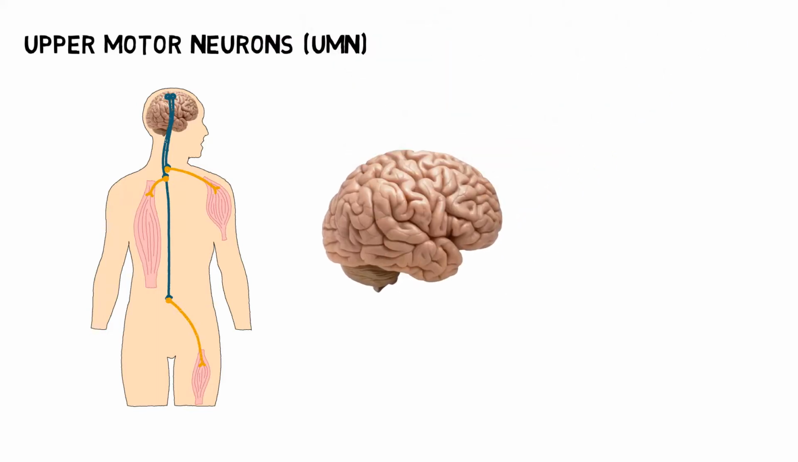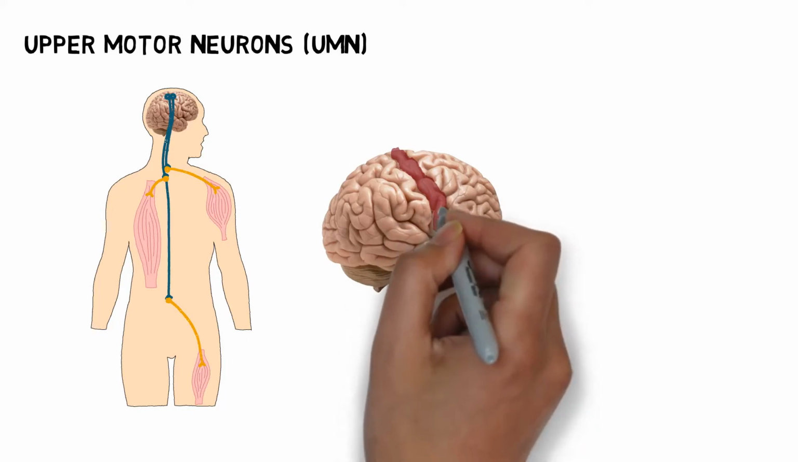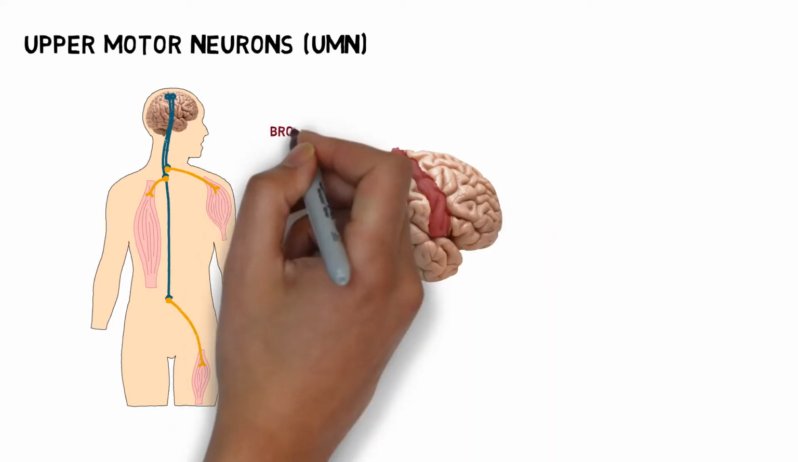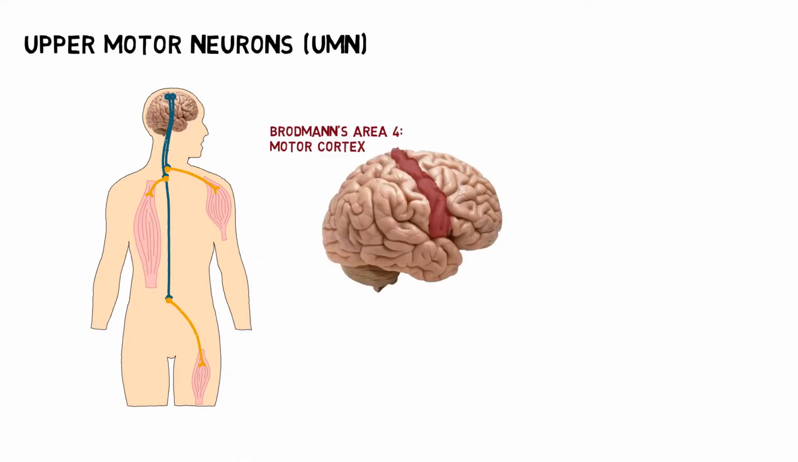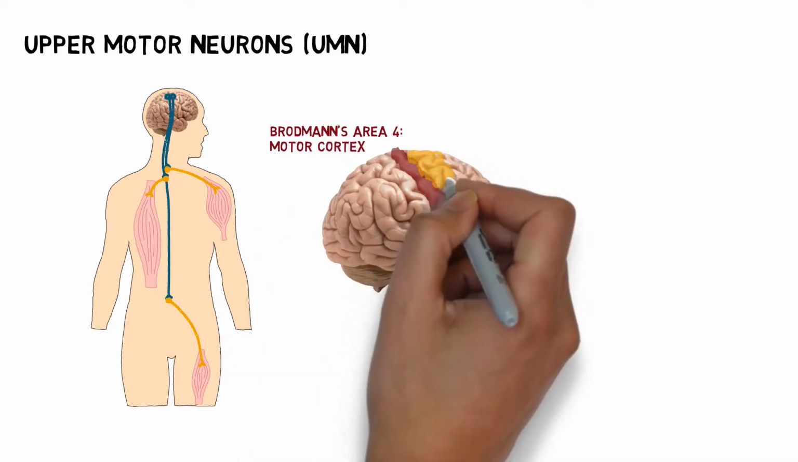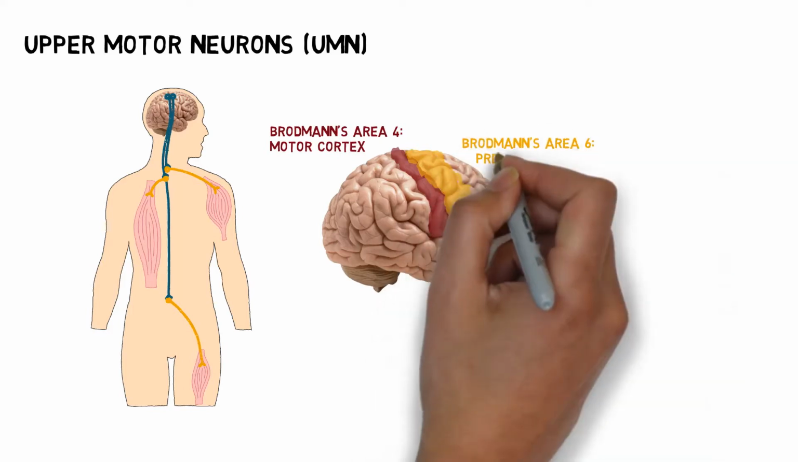the cerebellum. The motor strip of the cerebral cortex is in the posterior area of the frontal lobe, right in front of the central sulcus. It is Brodmann's area 4. Directly in front of the motor strip is Brodmann's area 6, the premotor cortex or supplemental motor strip.